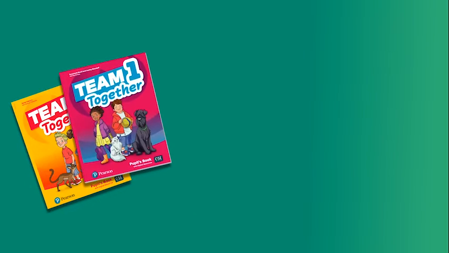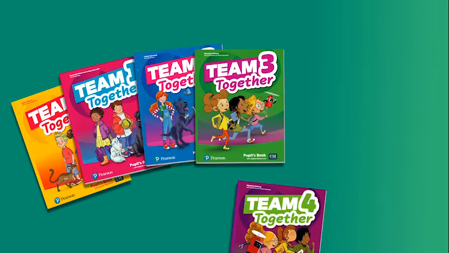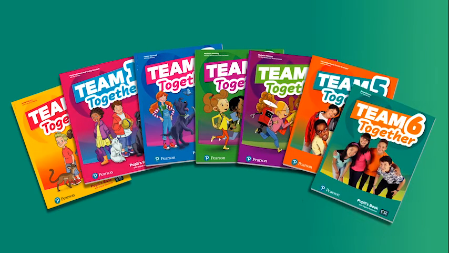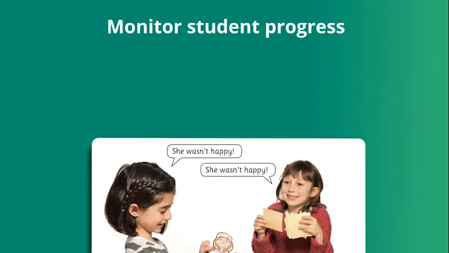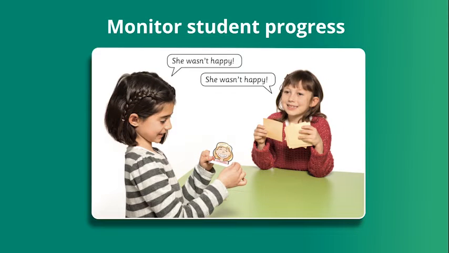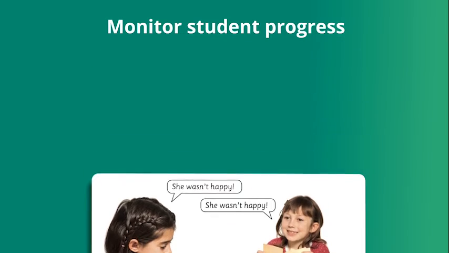This video will describe the assessment of and assessment for learning techniques used in Team Together. Assessment for learning is an important tool for monitoring student progress. It can include a variety of activities, such as classroom discussion, group work, or homework. The key here is using your students' work to inform your teaching.